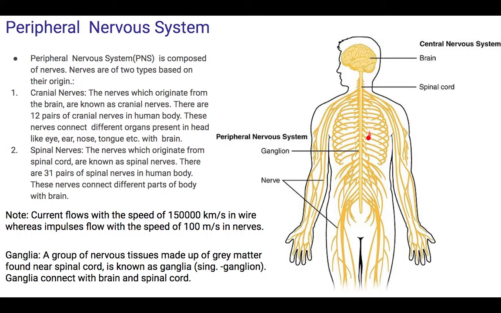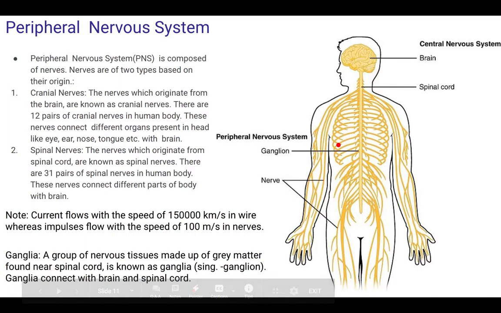Now this is the spinal cord, and those nerves which originate from the spinal cord are called spinal nerves. And in human there are 31 pairs, meaning 31 on this side, 31 on the other side, so it will total make 31 pairs. And these nerves are spread to the whole body.